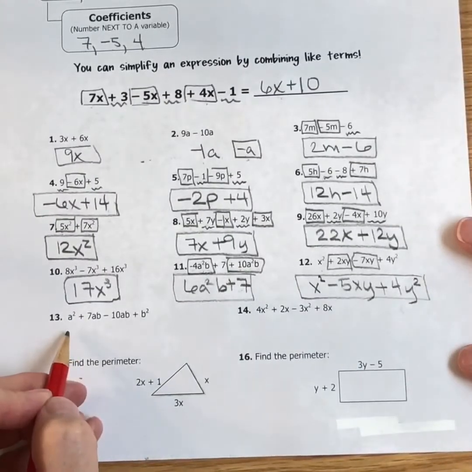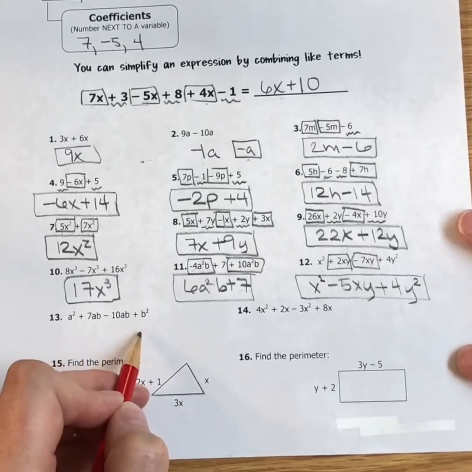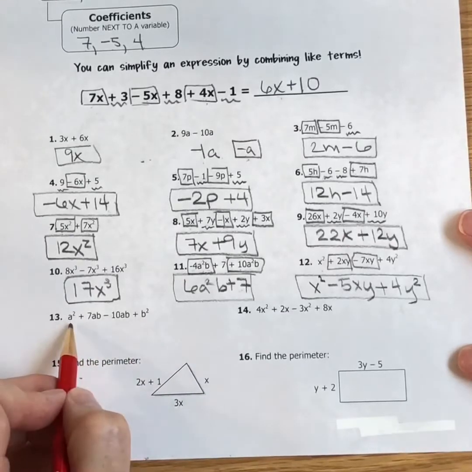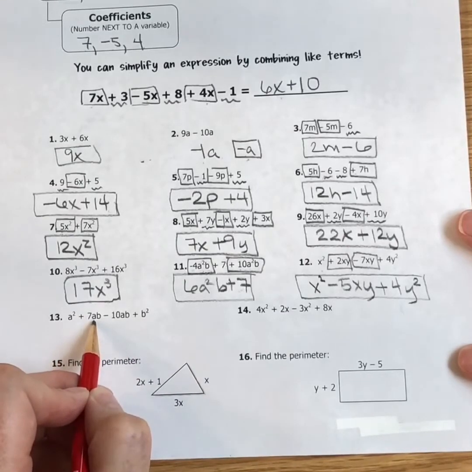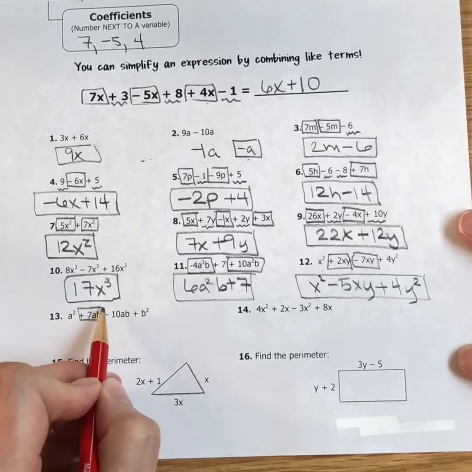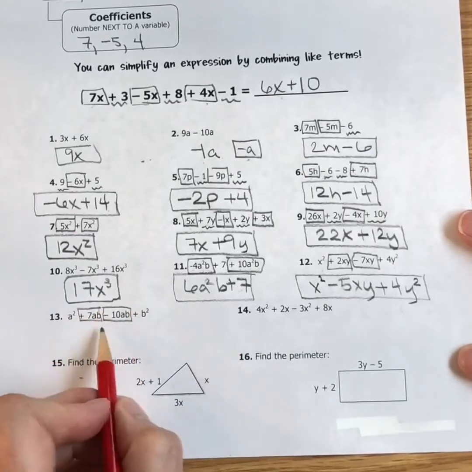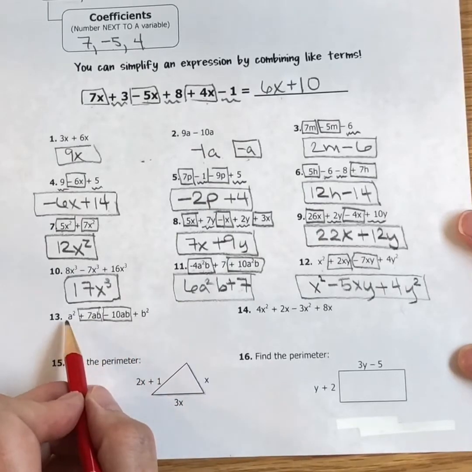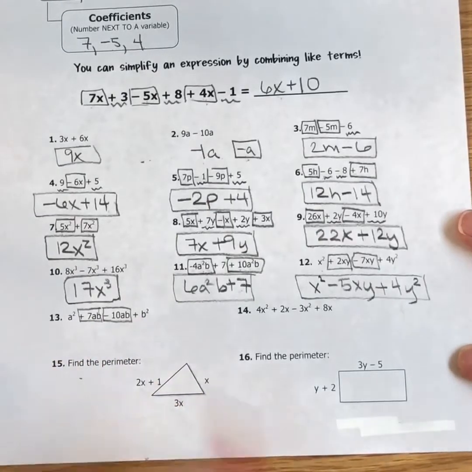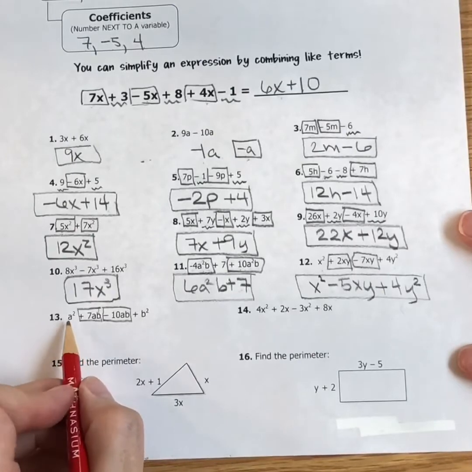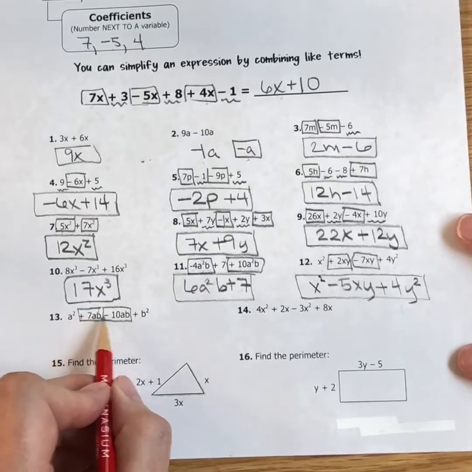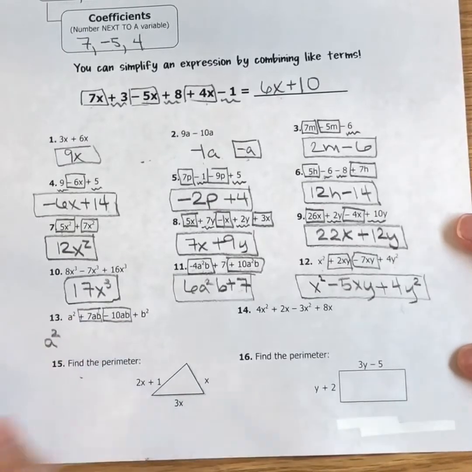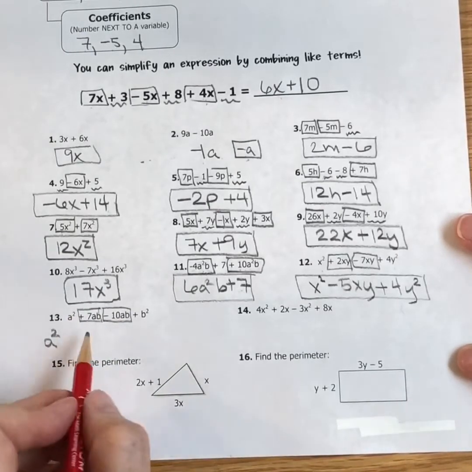So, same idea for number 13. There's only one term that has an a squared. So that term's all by itself, but you see this 7ab and the negative 10ab, we can combine those, but there's no other b squared. So the a squared and the b squared, there's nothing to combine, so we're just going to copy those. But alphabetically, we want to use up all the a's first, and we start with the highest power. So we just copy the a squared, because there's nothing to combine it with.